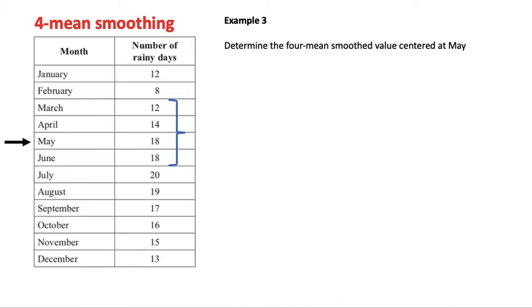So what we do is we take those 4 numbers and we determine the average of them. So we add them all together and divide by 4. 12 plus 14 plus 8 plus 18 divided by 4. Carefully put that in your calculator and you'll get 15.5.